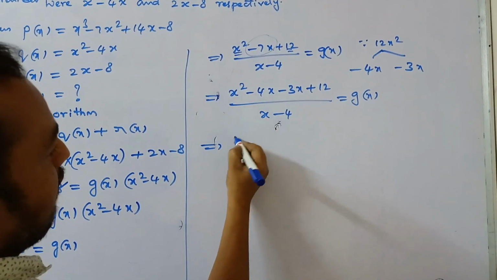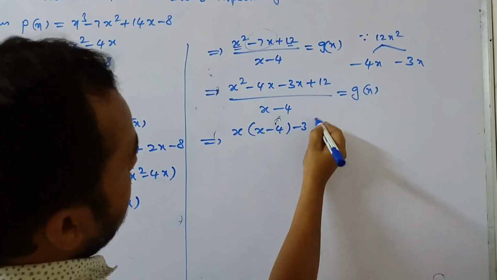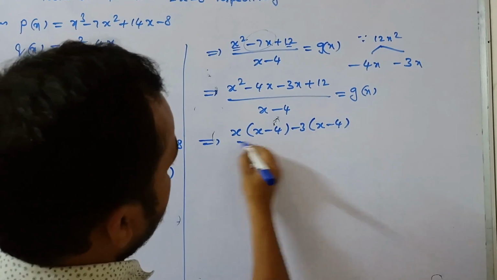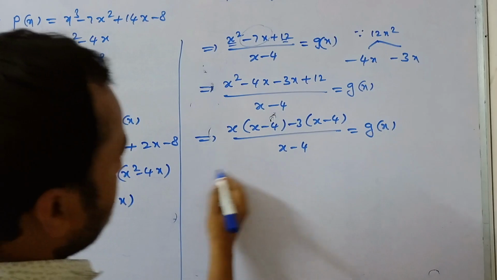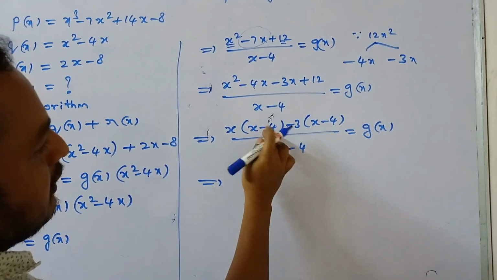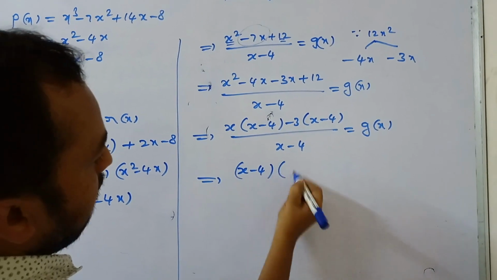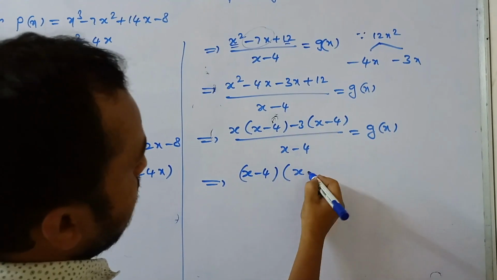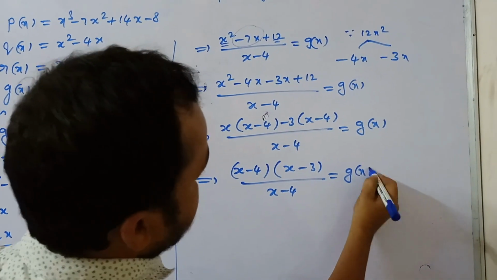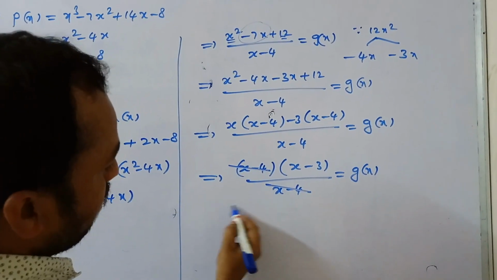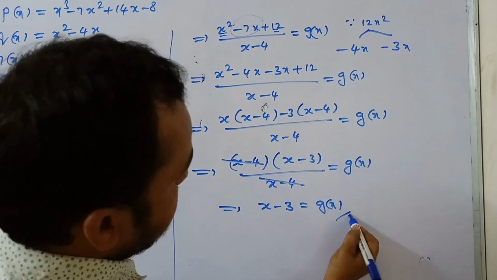Now from the first two take x common: x minus 4. From the last two take minus 3 common: x minus 4, by x minus 4 equals g of x. Here we have x minus 4, take x minus 4 common: x minus 3 by x minus 4 equals g of x. x minus 4 cancels, x minus 3 equals g of x, that's it.